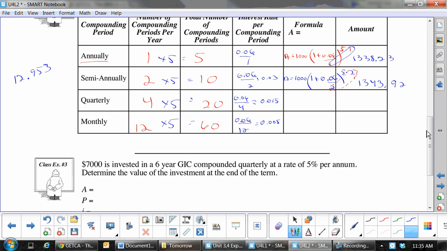Okay, so quarterly would be A equals 1,000 times 1 plus 0.06 over 4 to the 5 times 4. Okay, and without giving the answer because we're getting low on time, for monthly it's 1 plus 0.06 over 12 to the 5 times 12. Again, making sure the 12s are there.